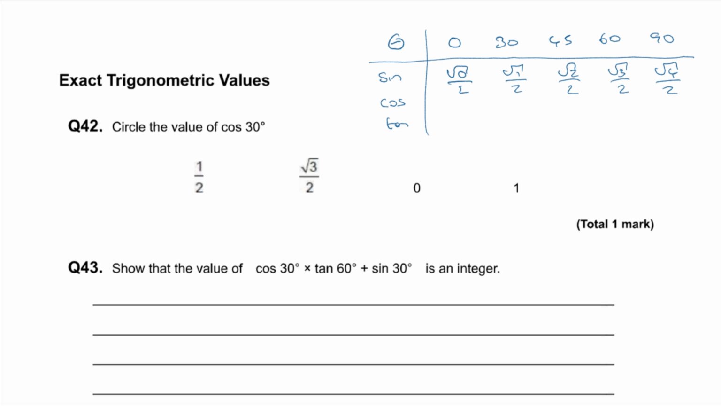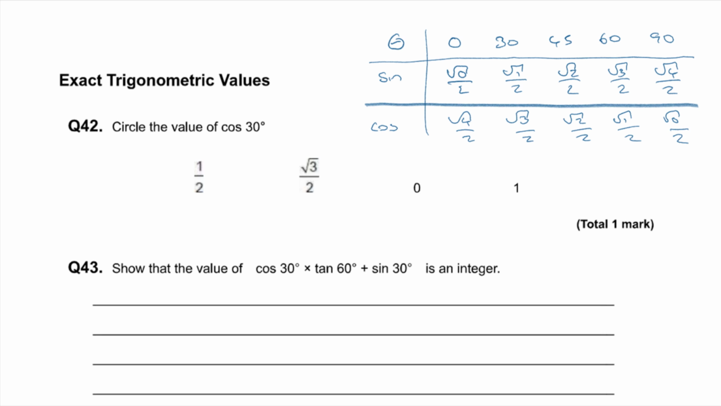Okay. Now your cosine values, give myself a bit more space. Cosine values are going to be the same values but the other way around. So rather than starting with root 0, I'm going to start with root 4. So root 4, root 3, root 2, root 1, root 0, over 2, over 2, over 2, over 2, over 2. Then my cos values.